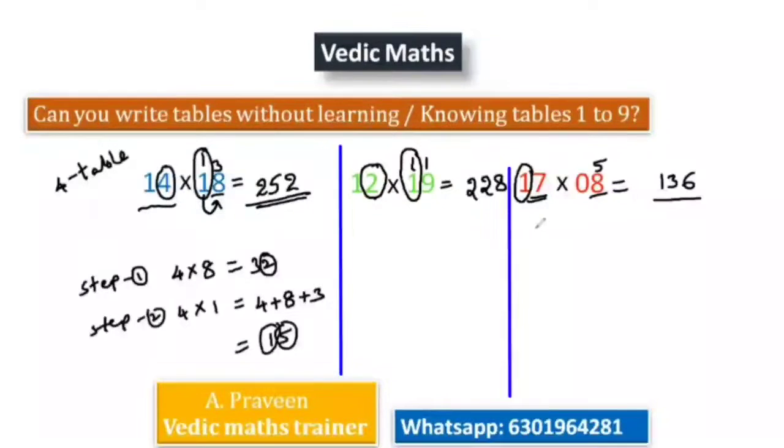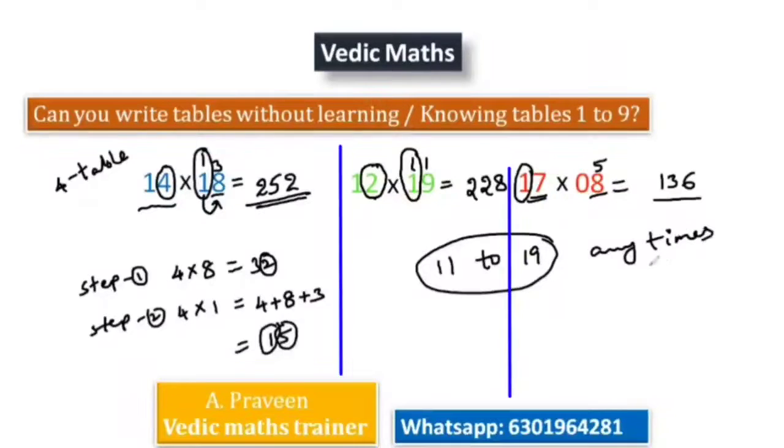So like this, any table you can write from 11 to 19, and any number of times you can write. For example, here I'll take 18 times 5. What is the first step? 8 times 5 is 40, 4 will be the carry. 8 times 0 is 0, 5 plus 4 is 9. So 90 is the answer.